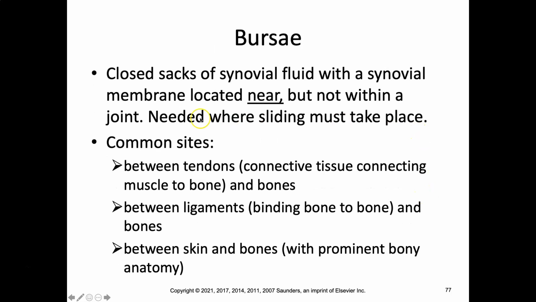Bursa, bursae. Closed sacs of synovial fluid with a synovial membrane located near but not within a joint. They're needed when sliding must take place. Common sites are between tendons and bones, between ligaments and bones, and between skin and bones when you have a prominent bony part of anatomy like your elbow or your ankle.